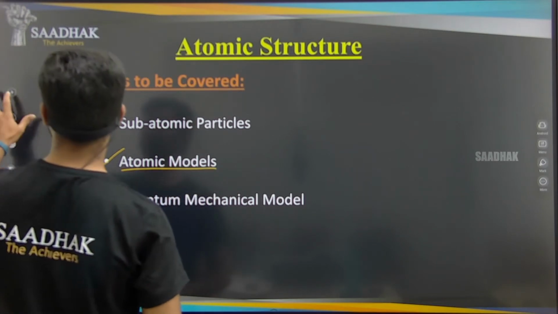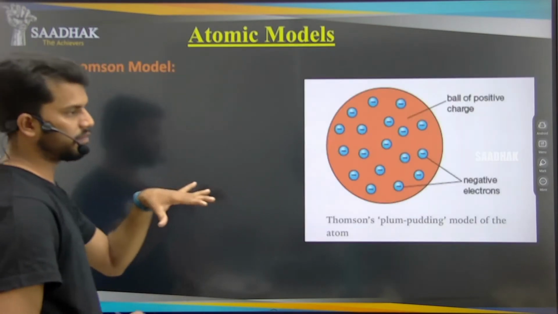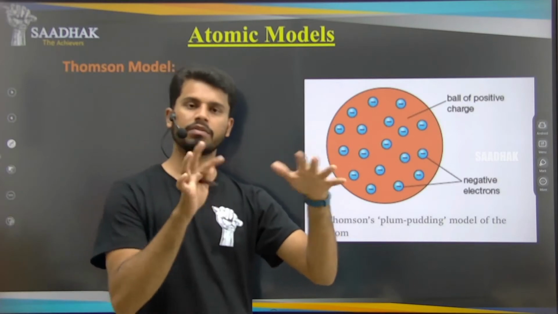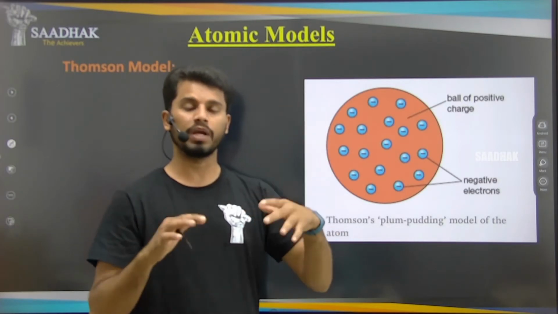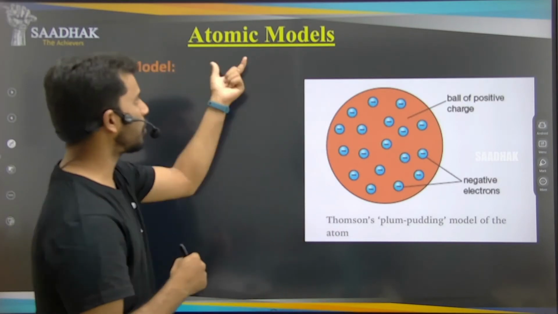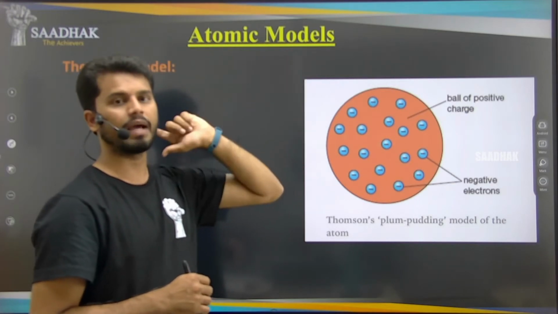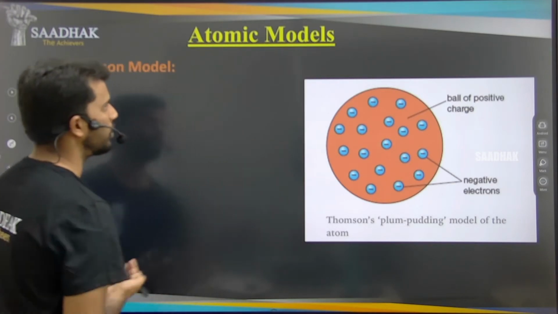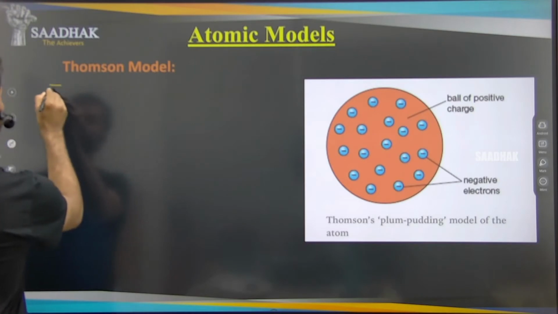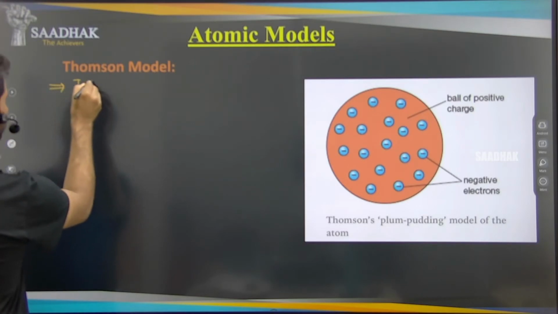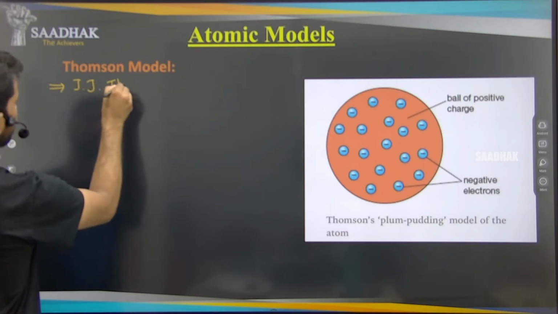So what are these atomic models? Atomic models are nothing but how these subatomic particles are arranged in the atom, to give a standard atomic structure, right? What happened? The scientists tried to give their own models. So one of them is J.J. Thomson.